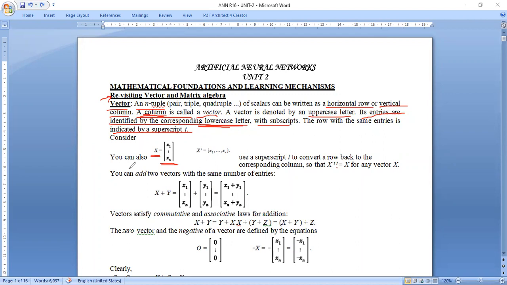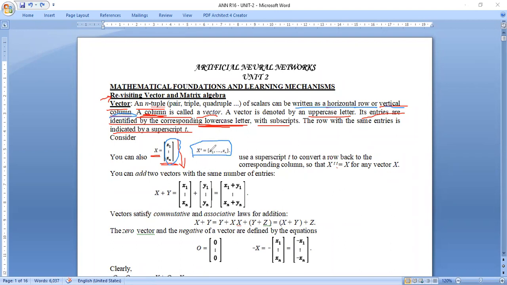It can be written either in a vertical column. Actually, this is a vertical column, right? See. So a vector is written as a horizontal row or a vertical column. Here, this is the vertical column X. Or you may write this vector as a horizontal row. See, this is the horizontal row kind of vector.